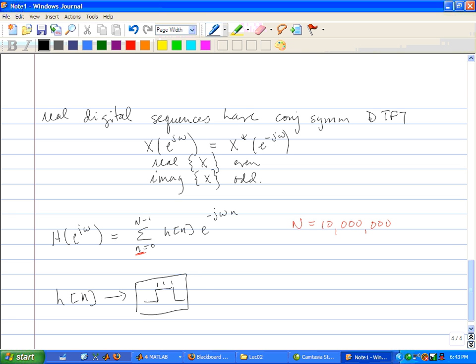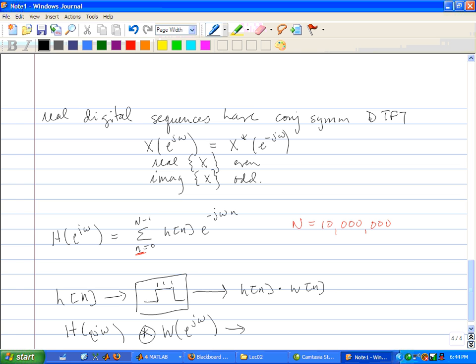What effects do you think this has? If you multiply in the time domain, what do you do in the frequency domain? Exactly. So we're going to call this h of n times our window. In the frequency domain, we're going to take H of e to the j omega and convolve it with whatever the DTFT is of the window function.